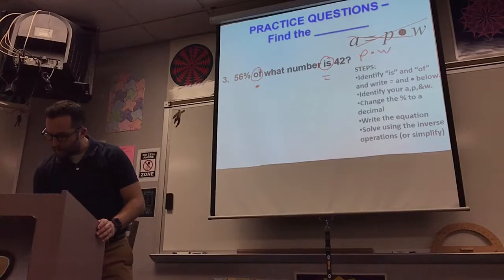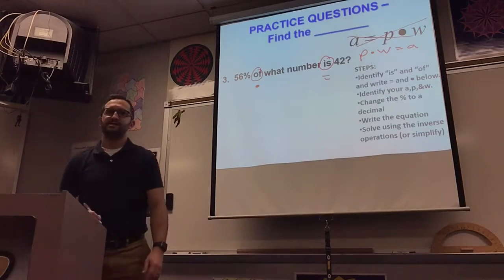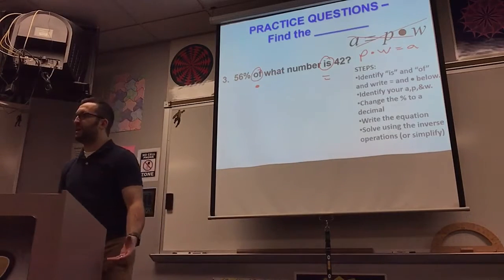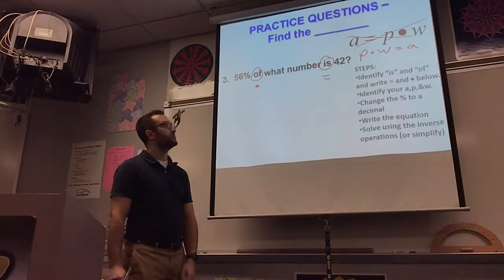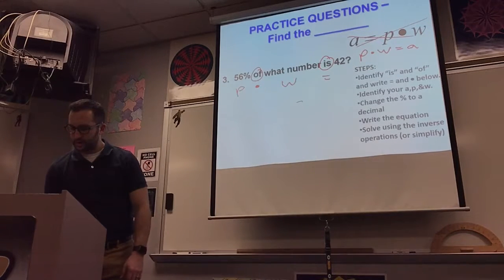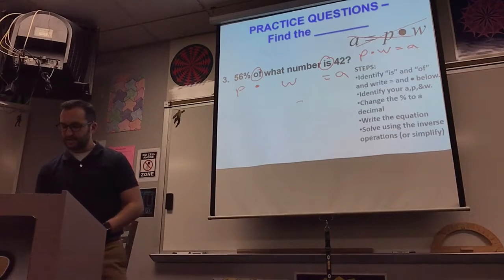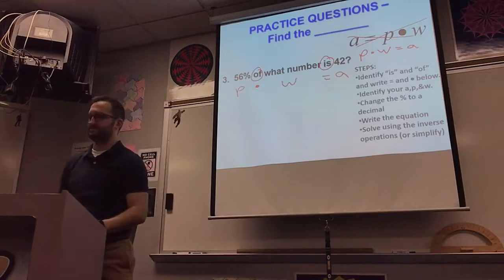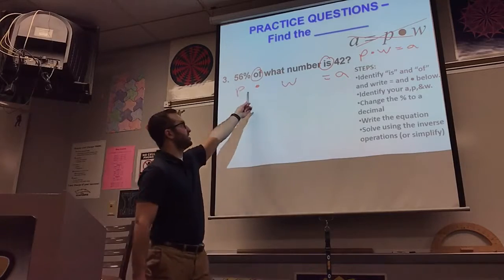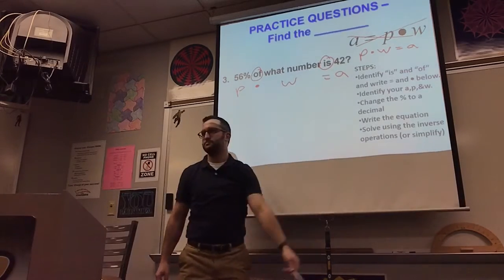I've got the power. This isn't going to be... we can write it like that, that's fine. There's no problem with that. Which means that we've got our P, our W, and our A, because we say I've got the power. So we've identified our is, we've identified our of, and now we can write our equation.